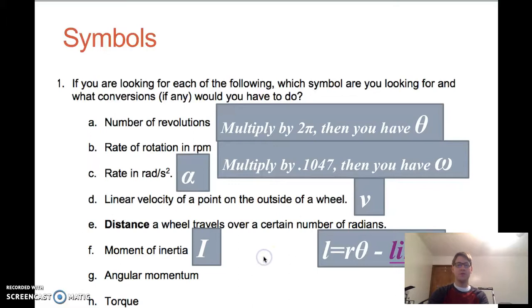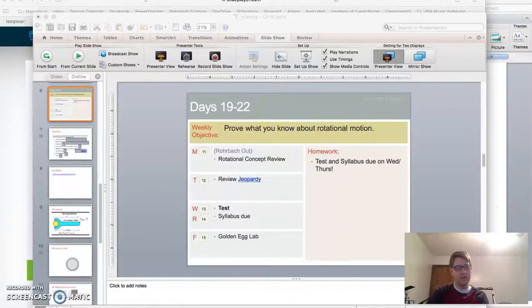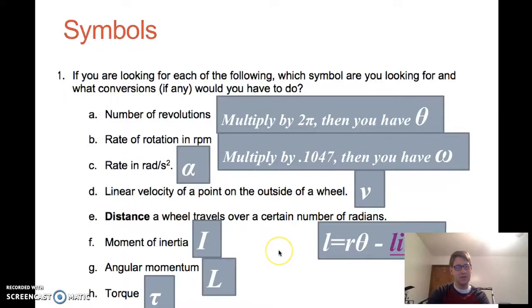Moment of inertia we know is iota. Angular momentum is capital L, and torque is the Greek letter tau. Make sure you can get to that there. All right, so that's what we've got there. So that's question number one.